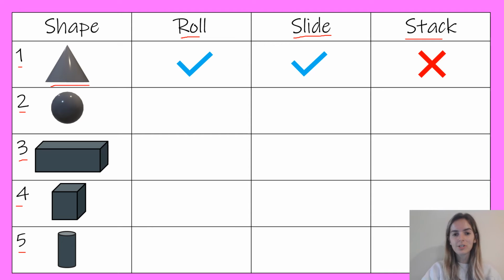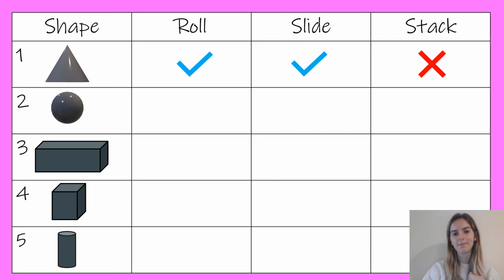So what I would like you to do now is complete the rest of the table. So pause the video and then come back and we'll take a look. Okay, so let's do this together. So number 1, my cone. We already know that it can roll, it can slide, but it cannot stack.